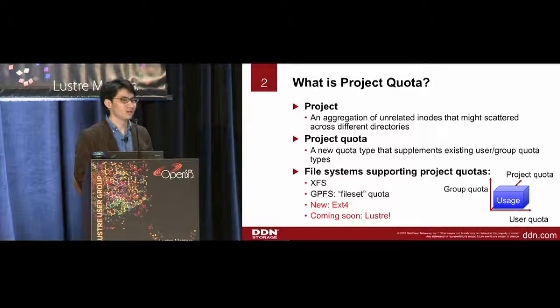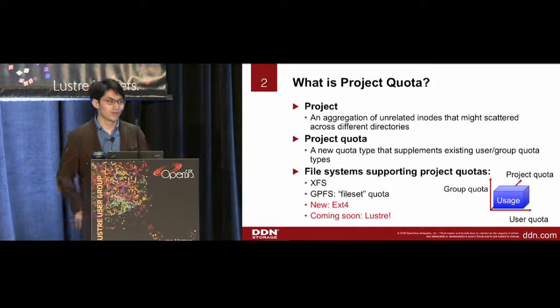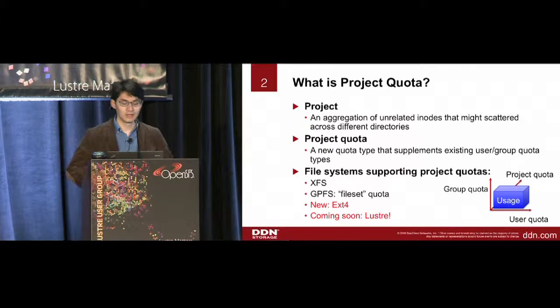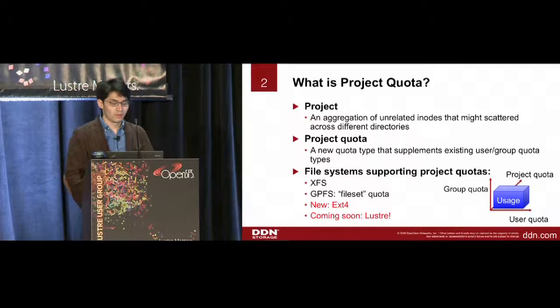And currently, there are several file systems that support Project Quota. For example, XFS, GPFS, and ext4. While GPFS doesn't use the name of Project Quota, it has fileset quota. It is kind of different from Project Quota, but the idea behind them is almost the same. And well, we are working on Project Quota for Lustre, so it is coming soon.